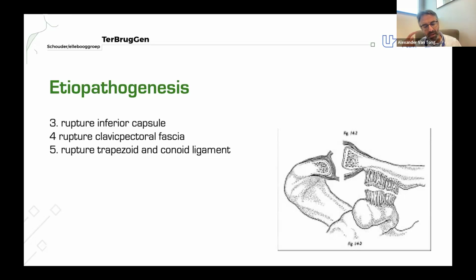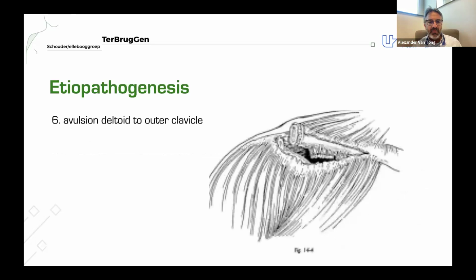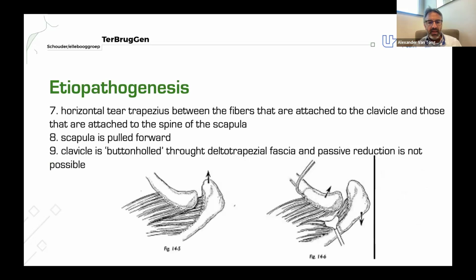For me, a way to remember between trapezoid and conoid is I will say MCLT. So medial it's conoid, lateral it's trapezoid. And then you get an avulsion of the deltoid from the outer clavicle, and then the horizontal trapezius between the fibers that are attached to the clavicle. So you get a tear, and the scapula, like you've seen in this video, is really pulled forward. It's going down and forward because of gravity. And the clavicle is at that time really buttonholed through the delta-trapezial fascia, and a passive reduction is not possible anymore.